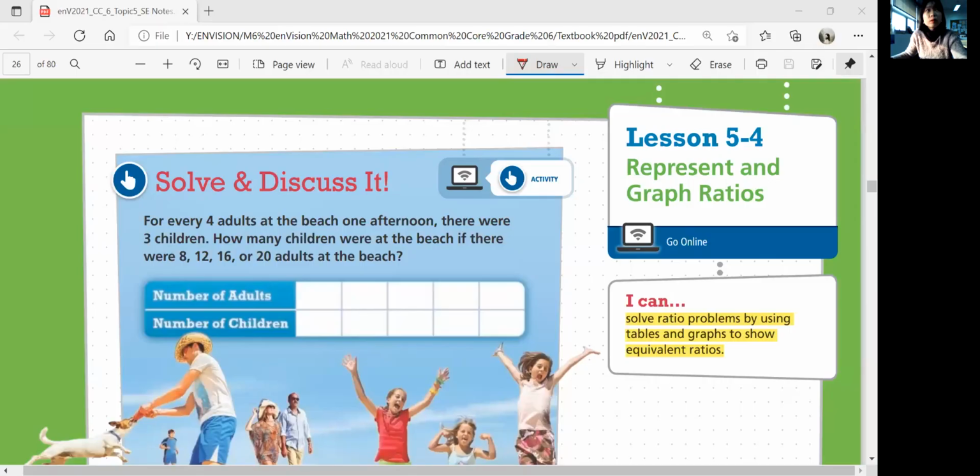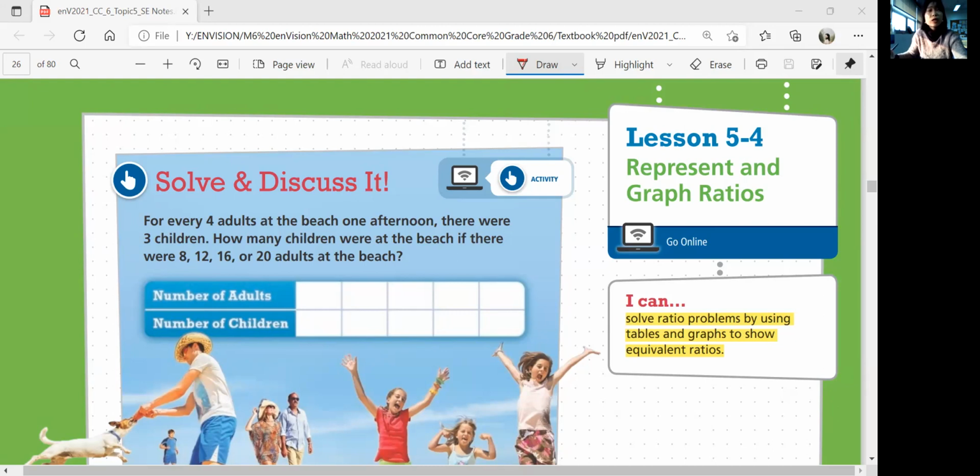We're going to learn lesson 5-4, representing and graphing ratios. In this lesson, we'll be able to solve ratio problems by using tables and graphs to show equivalent ratios. Let's look at solve and discuss it. For every 4 adults at the beach one afternoon, there were 3 children. How many children were at the beach if there were 8, 12, 16, or 20 adults at the beach?